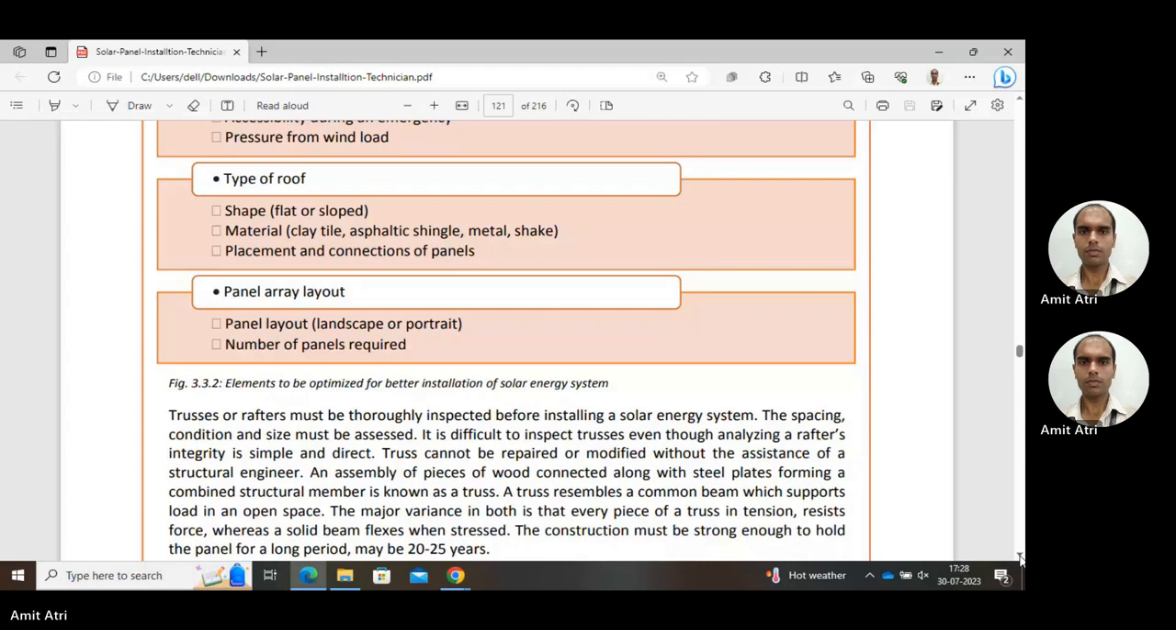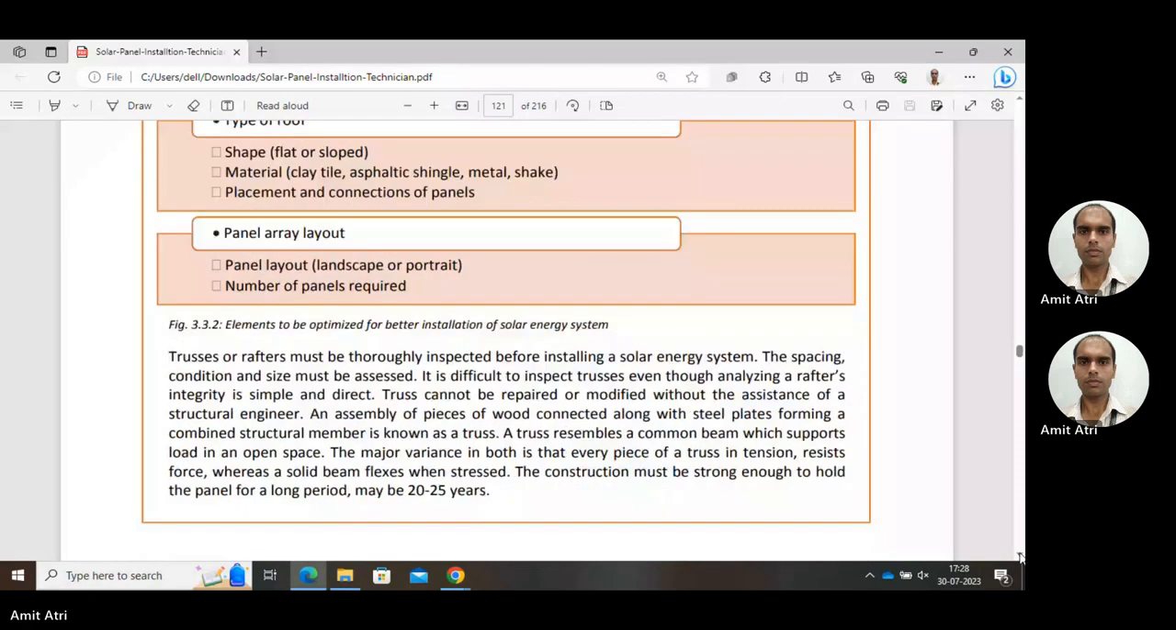Now, trusses and rafters must be thoroughly inspected before installing a solar panel. What is a truss? Basically, an assembly of pieces of wood connected along with steel plates, forming a combined structural member, a frame-like structure. That is a truss. We have to thoroughly inspect it because we have to place the solar energy system on it: the spacing, condition, and size, we have to check.